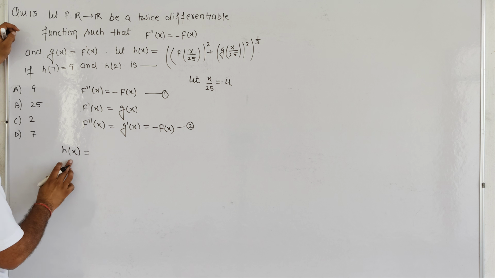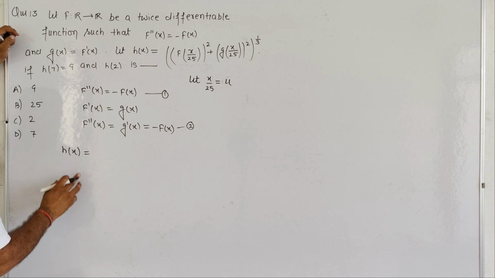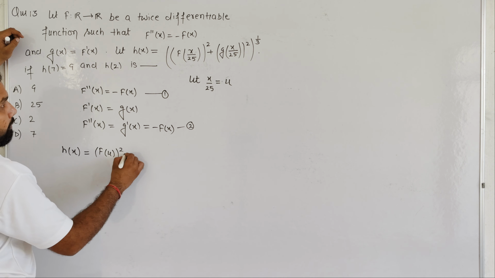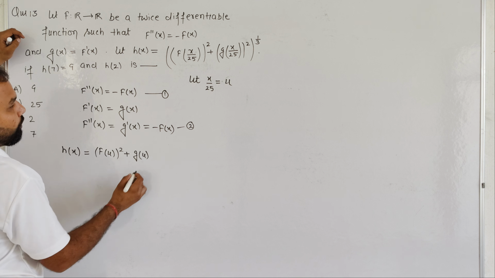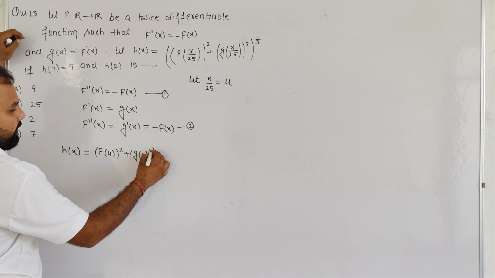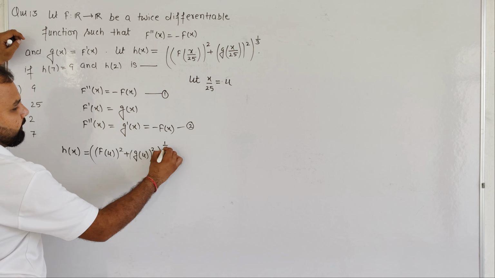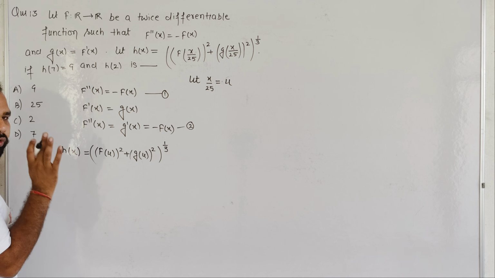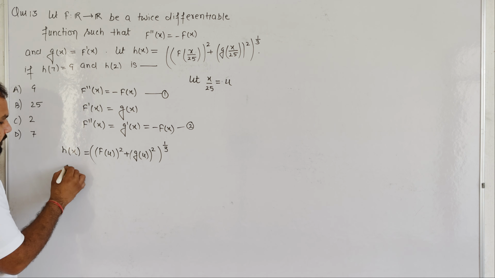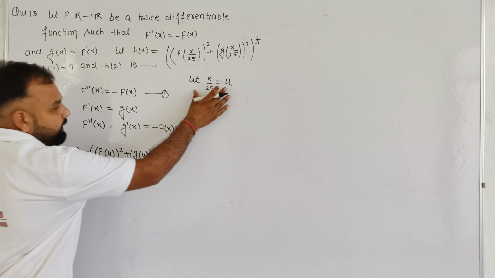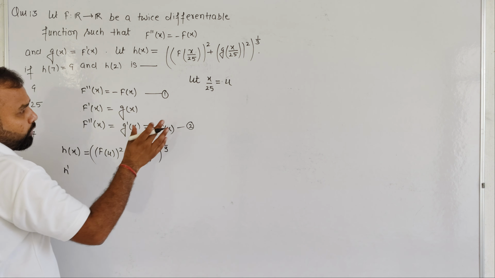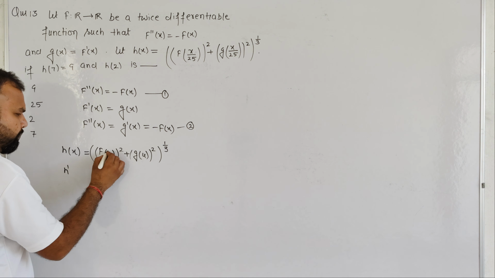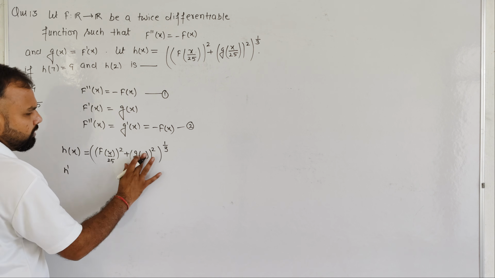Okay, so basically it will become h of x equals (f of u whole square plus g of u whole square) to the power 1 by 3. If we take differentiation on both sides with respect to x, where u is x upon 25, don't forget that u is x upon 25, not replaced by u.